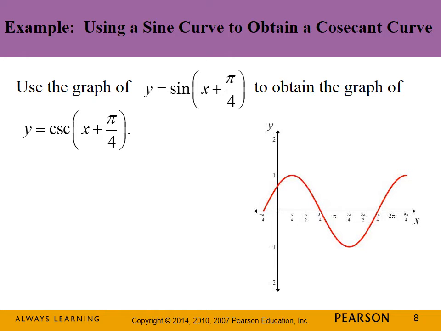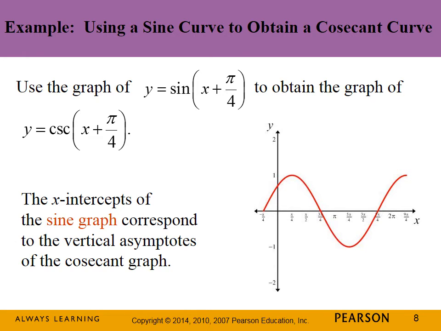First thing we're going to do is notice that the x-intercepts of the sine graph correspond to the vertical asymptotes of the cosecant graph. So at every x-intercept, we're going to place a vertical asymptote. Here, here, and here.